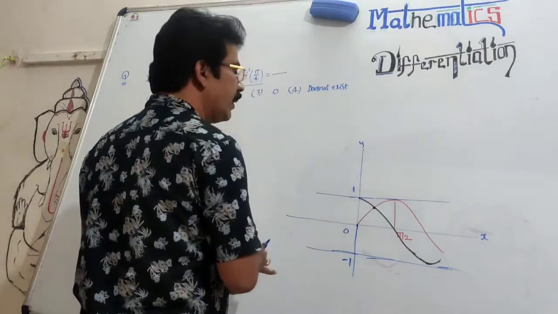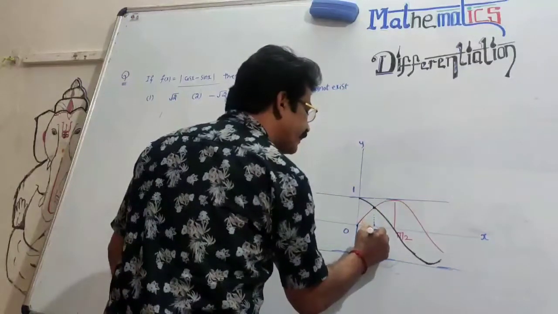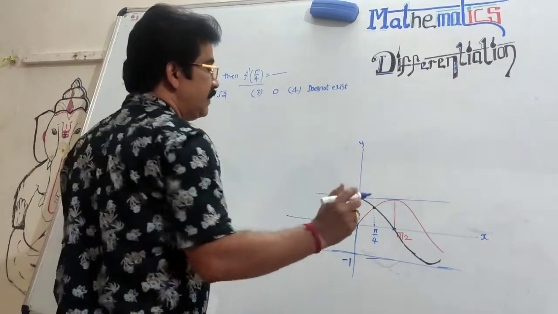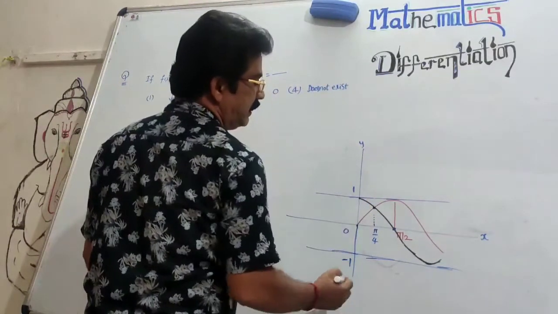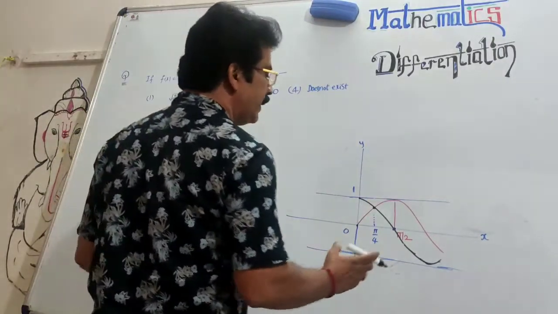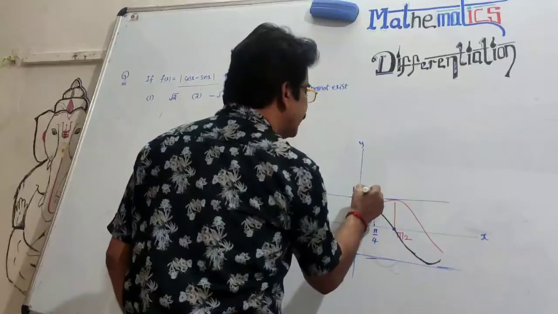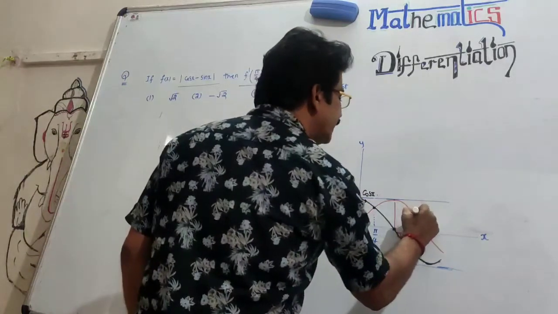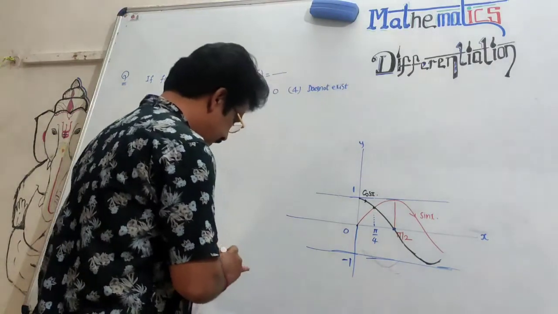It is at pi by 4. This is pi by 4. This one is pi by 2. You come here. Cos means the black curve. This is the red sine. This one is black, means cos. This is cos x. Next, this one is sin x.